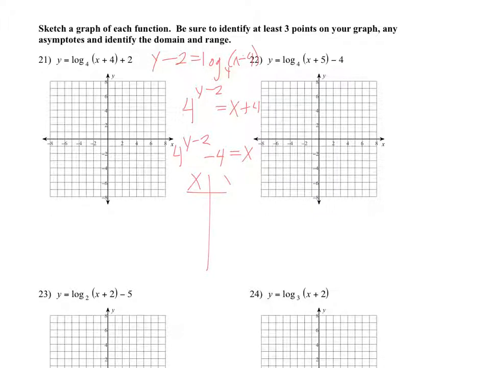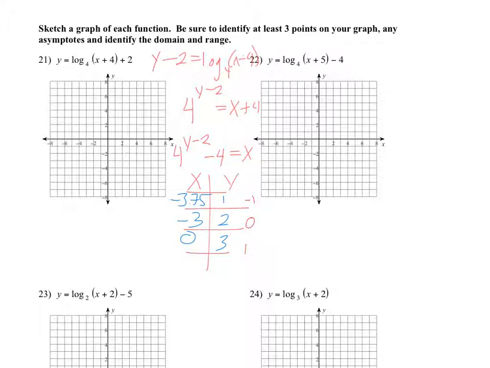We're going to make an xy table. And this time I'm going to plug things in for y. To make the exponents -1, 0, and 1, good numbers to plug in for y would be 1, 2, and 3. When I plug in 1, 4 to the -1 is 1/4. Minus 4 would be -3.75. When I plug in 2, we get 1 minus 4 is -3. And when I plug in 3, we get 4 minus 4 is 0.